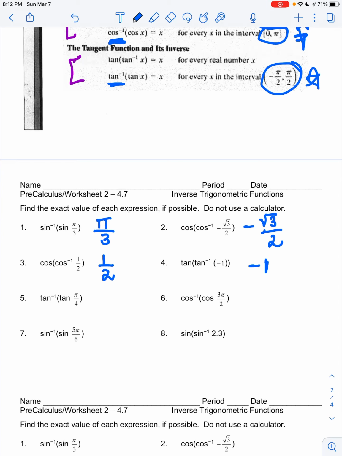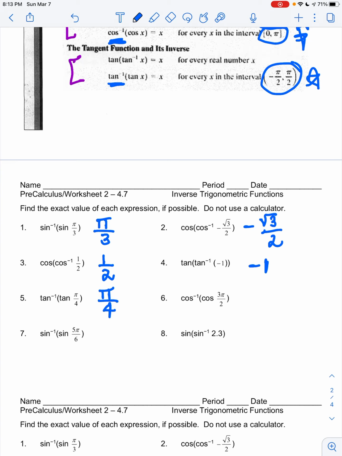How about number 5? The inverse tangent of the tangent of pi over 4. Well, we could find the tangent of pi over 4. We probably know it's 1. And then finding the inverse tangent of that value is going to have to be that angle as long as it's between negative pi over 2 and positive pi over 2, which pi over 4 is.